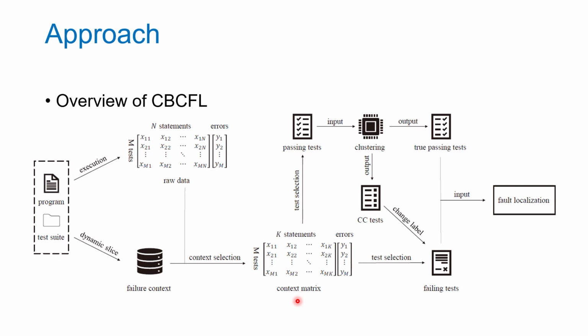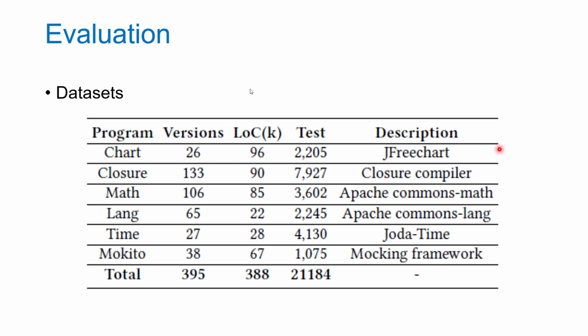The following stage will use the cluster algorithm to find the CC tests. After clustering, the label of clusters which are identified as CC tests will be changed into failing tests. After two stages, the output data will be the input of SFL and DLFL. To evaluate the effectiveness of CBCFL, we use the cluster algorithm with raw data to identify CC tests as the baseline.